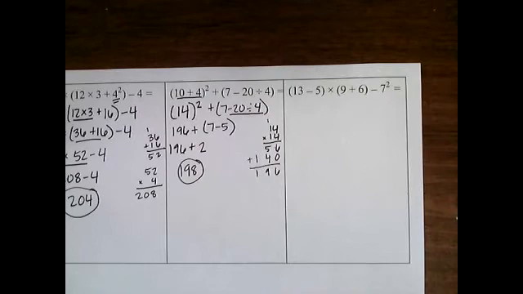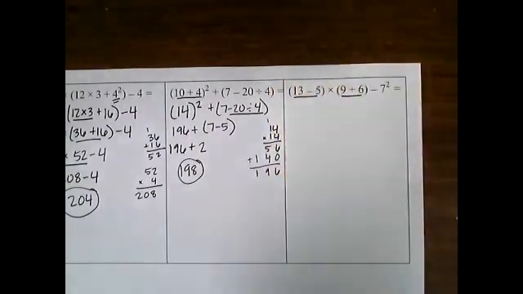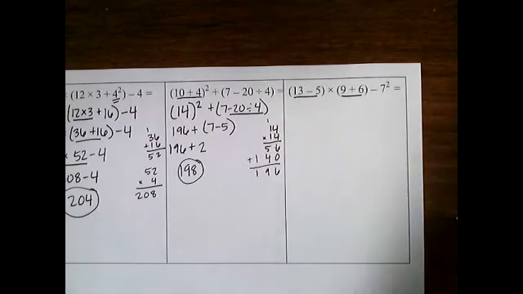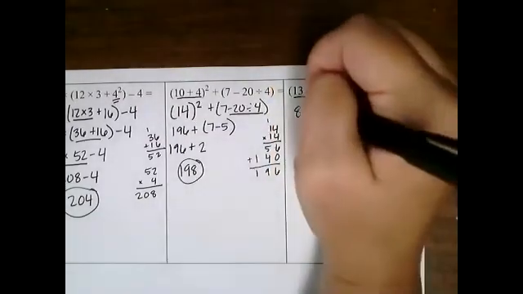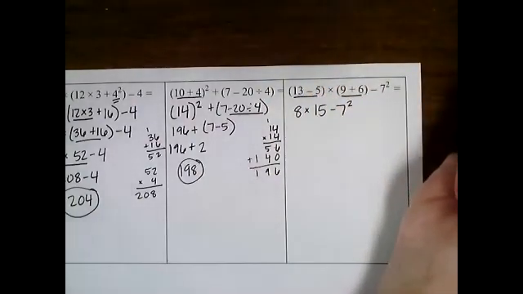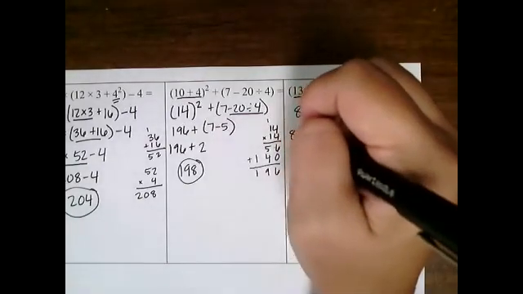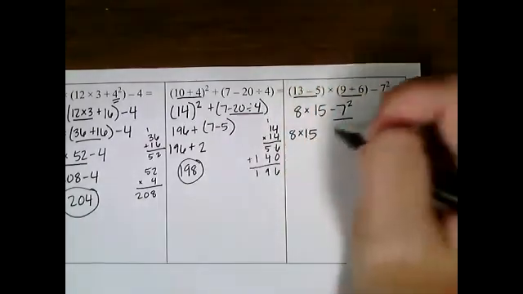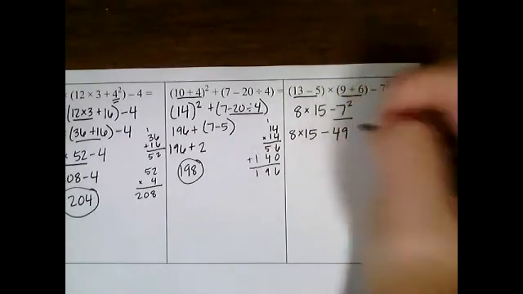And then the last one. 13 minus 5 times 9 plus 6, that's 7 squared. So parentheses first. These are two separate, so I can go ahead and do those in the same step. 13 minus 5 is 8. 9 plus 6 is 15. Next comes exponents, so this comes next. Leave my 8 times 15. 7 squared, 7 times 7 is 49.